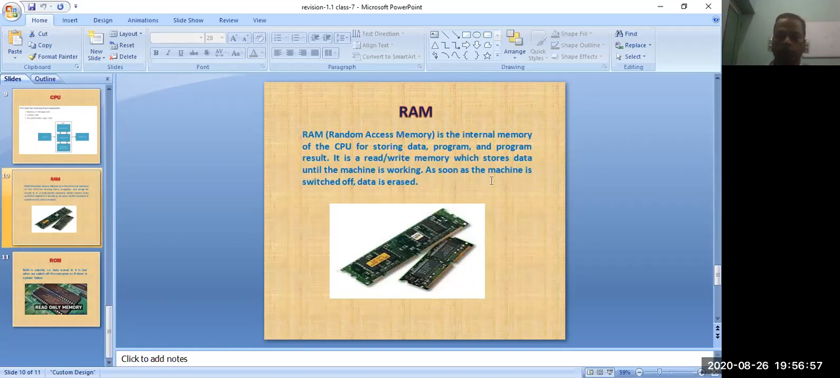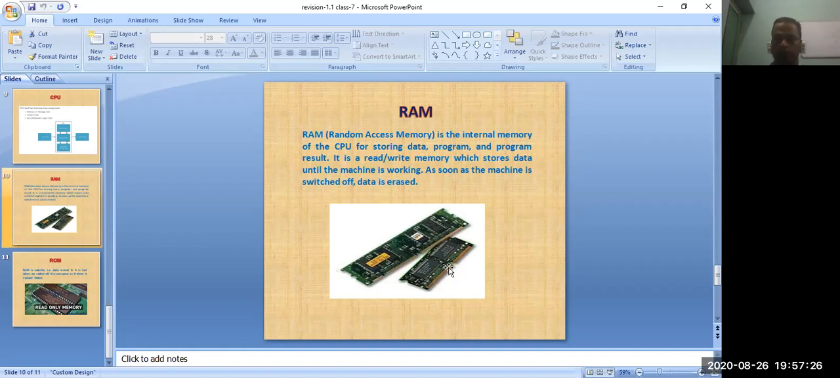Next one is the RAM. Here you can see the image of the RAM. This is the random access memory. It is the internal memory of the CPU for storing data, programs, and program results. It is read-write memory which stores data as long as the machine is working. As soon as the machine is switched off, data is erased.